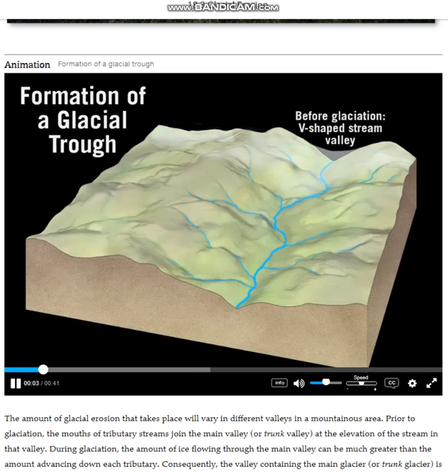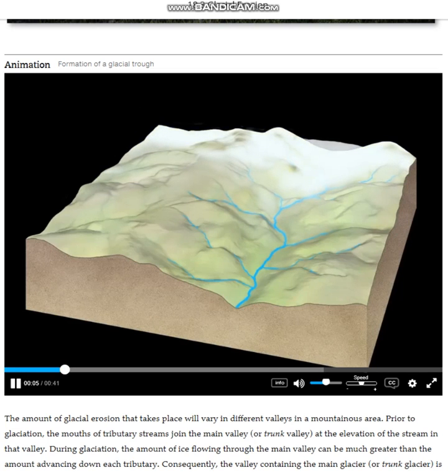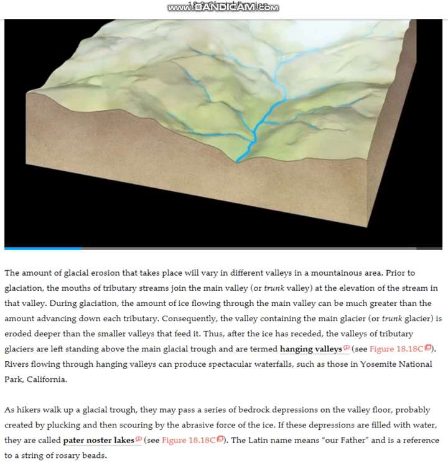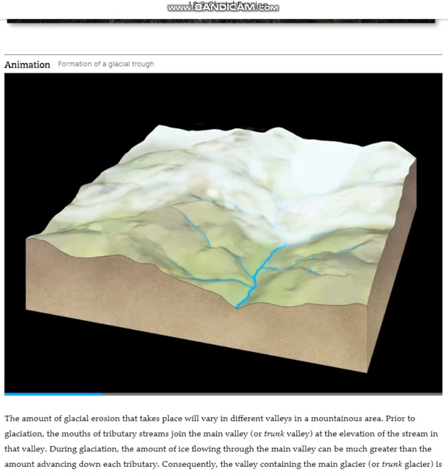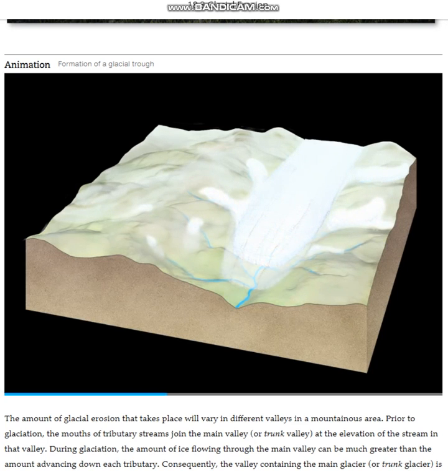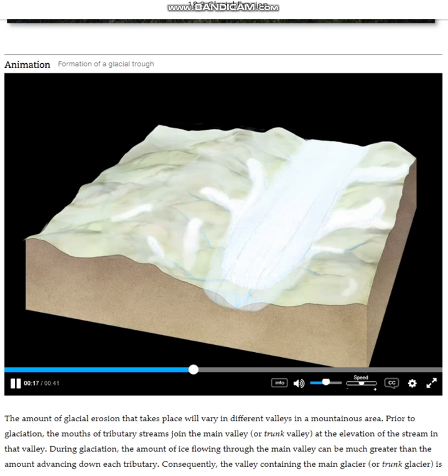Alpine glaciers usually follow valleys that were originally narrow V-shaped stream valleys. As the glacier grows and advances, the moving ice widens and deepens the valley, which creates a U-shaped glacial trough.